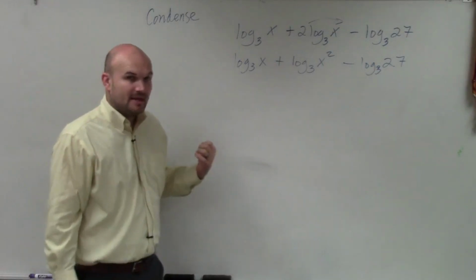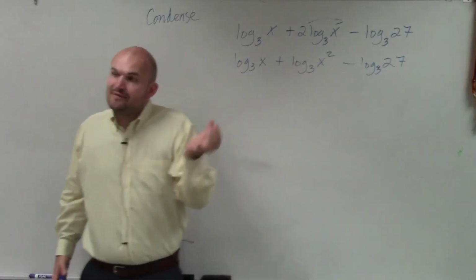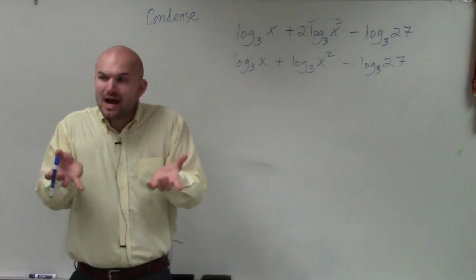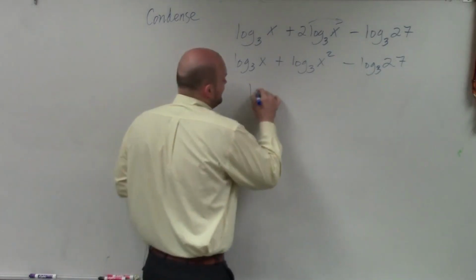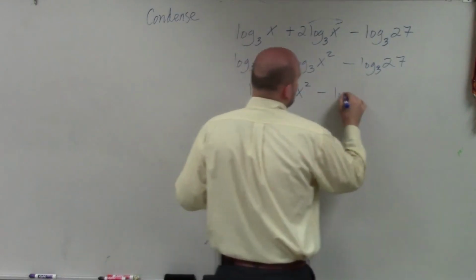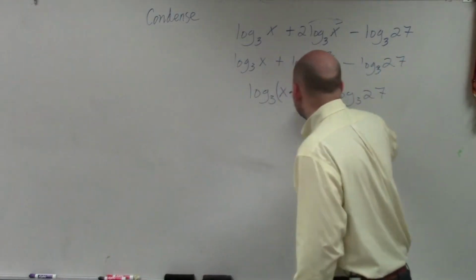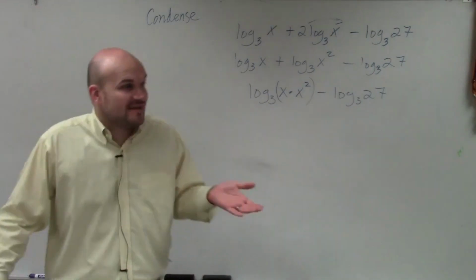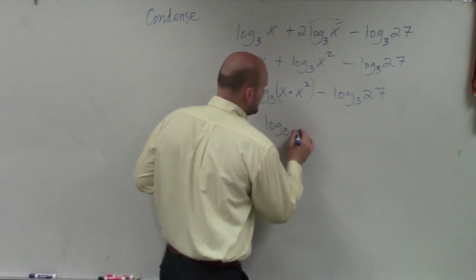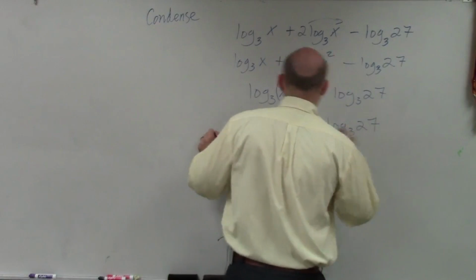The next thing is you guys see that we have 2 logarithms that are separated by addition. When we have 2 logarithms that are separated by addition, we can rewrite them as the product using one logarithm. So that would be log base 3 of x times x squared minus log base 3 of 27. Now, ladies and gentlemen, if you have x times x squared, going back to the rules of exponents, that equals what? X cubed. So you could have log base 3 of x cubed minus log base 3 of 27.